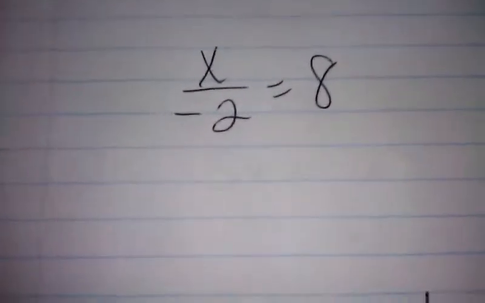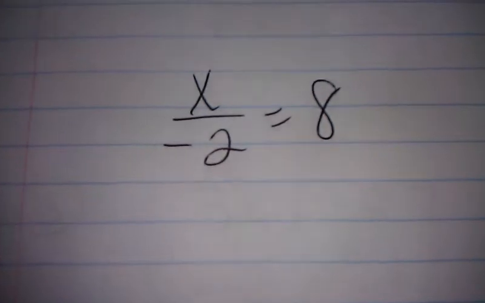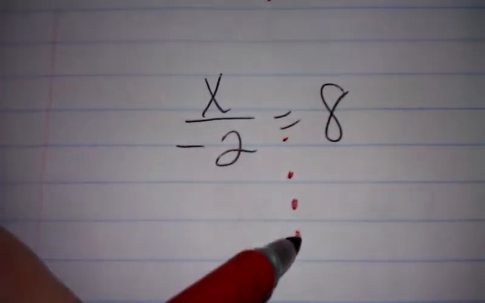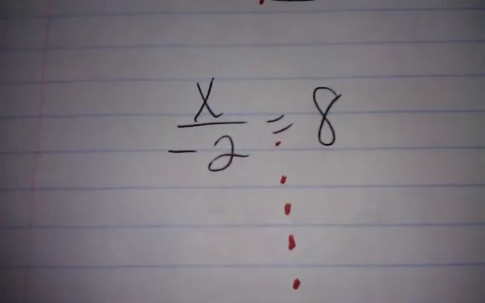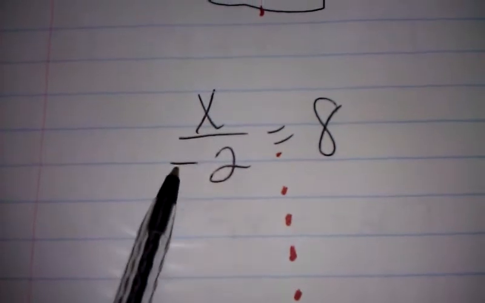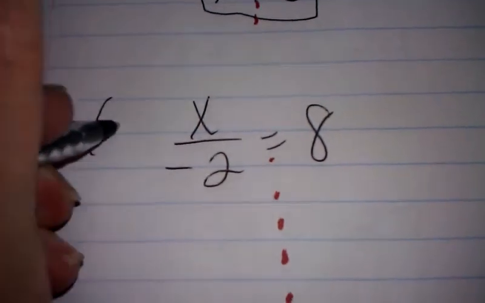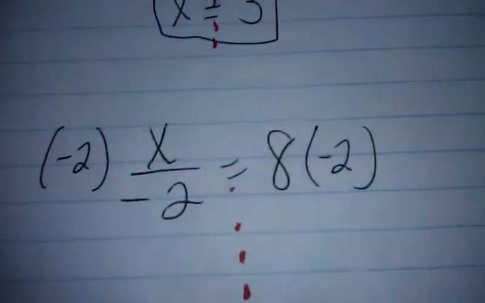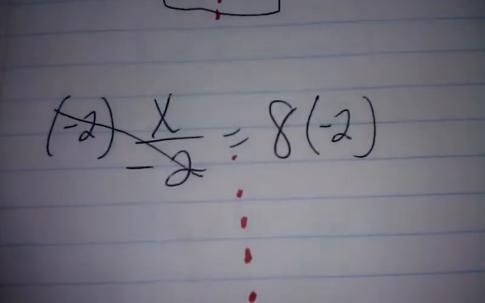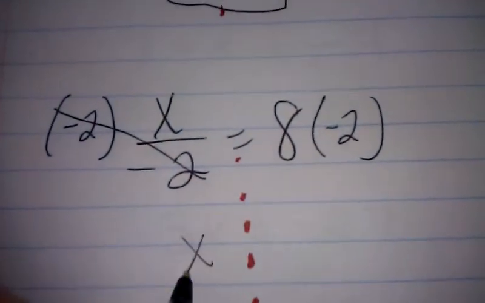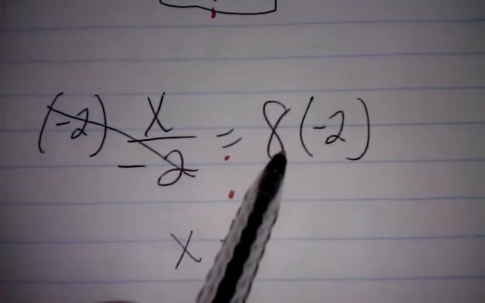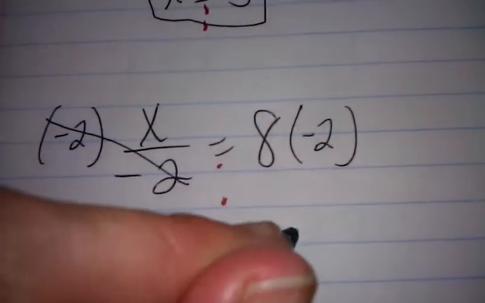The next one, I'm going to draw my dotted line. This says x divided by negative 2 equals 8. Divided by negative 2, the opposite of divide is to multiply. So I will multiply each side by negative 2. These cancel because they make 1. X equals 8 times negative 2 is negative 16.